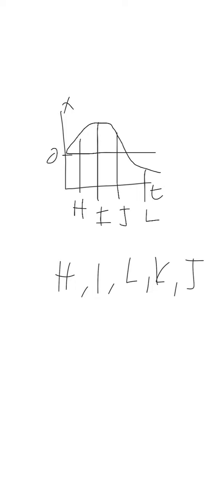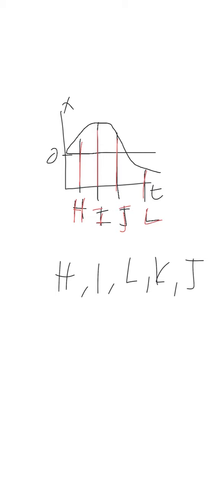So here I sketched the graph that was given on the test, and as you can see, here are all the values or the variables. We have H, I, J, and L. So in order to see at which time it's moving the fastest, first you can start by eliminating some.